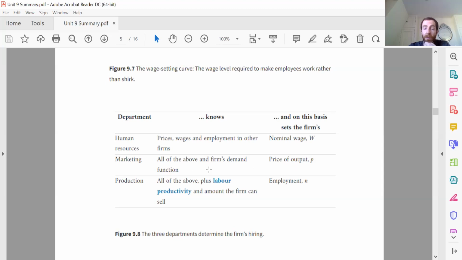And then after marketing's done, that price is going to correspond to a level of output. And then the production people have to come in, and then they go, okay, we want this particular level of output. We know, say, what labor productivity is. We know what the production function is. And then we can choose how many workers we need to employ. So that's our model here.